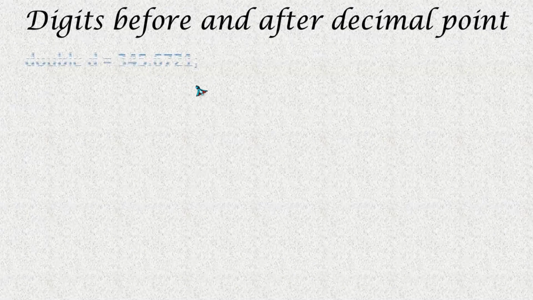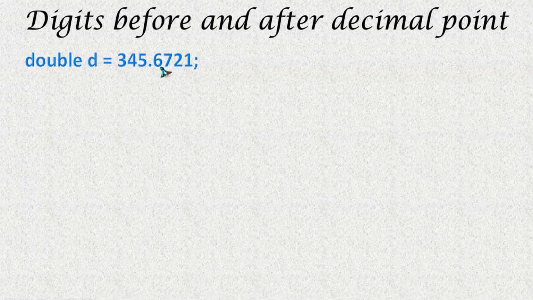So here the number is given as double type. For example, I have 345.6721. So here the output should be the number of digits available before the decimal point. So that is 3 here, and then after the decimal point, that is 4 in this example. For this, we take a double type number, and then convert it into a string type.